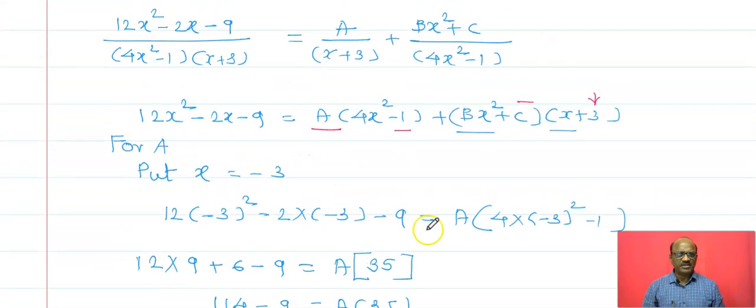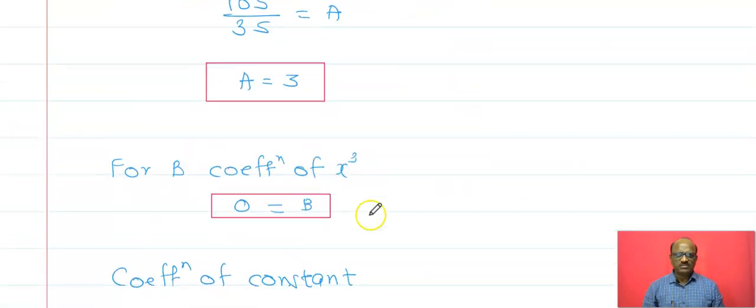I will again repeat here. Multiply this term, then you will get bx cube. On the right hand side, you have the one term which is bx cube. Equate it with the left hand side. Is there a cubic term in the left hand side? No. Therefore, the coefficient of x cube is 0, which is b. b is equal to 0 here.